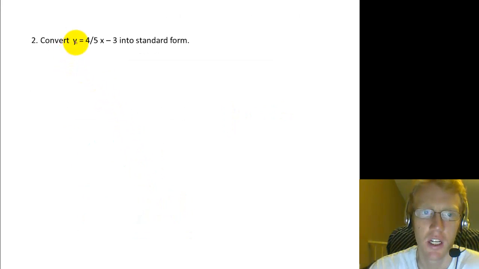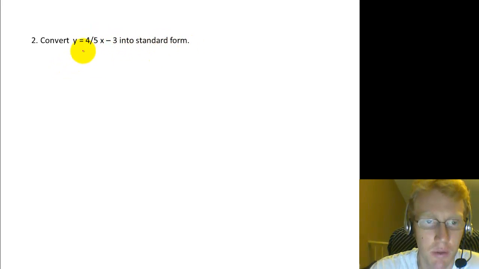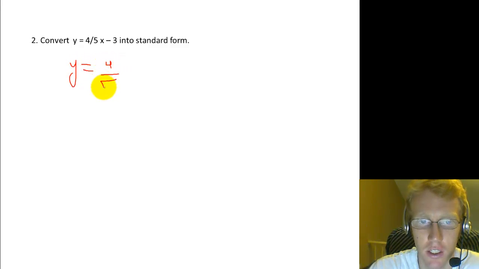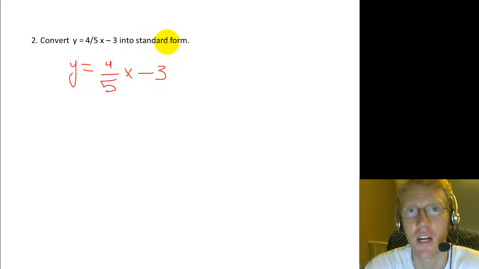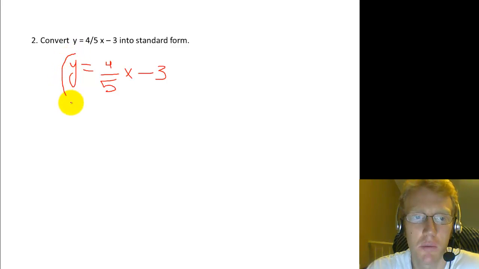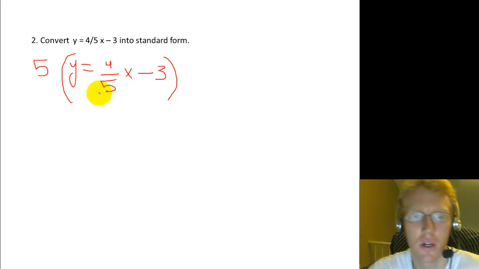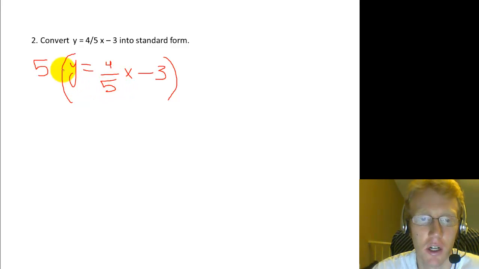Second example, convert y equals 4/5 x minus 3 into standard form. Let me rewrite it first so that the fraction can actually be seen as a fraction. y equals 4/5 x minus 3. So one of the properties of standard form is that it doesn't have any fractions. So the first thing you need to do is multiply the entire equation by 5, or whatever number would be in the denominator of your equation, to get rid of this fraction in the bottom. So if we distribute the 5 in, notice the 5 has to go to all three pieces.